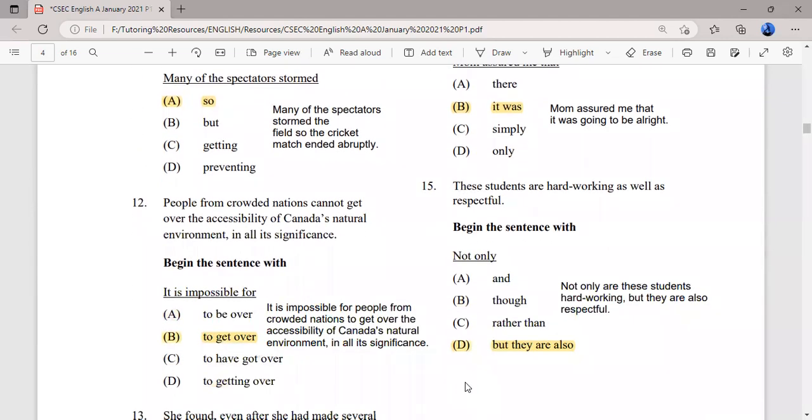Number 15. These students are hardworking as well as respectful. Begin the sentence with not only. So we know that whenever we see not only, we also see but also, right? So the sentence would read, not only are these students hardworking, but they are also respectful. So it's not only are these students hardworking, rather than, nor, though, nor and. Most times when you see not only, but also will follow, right?